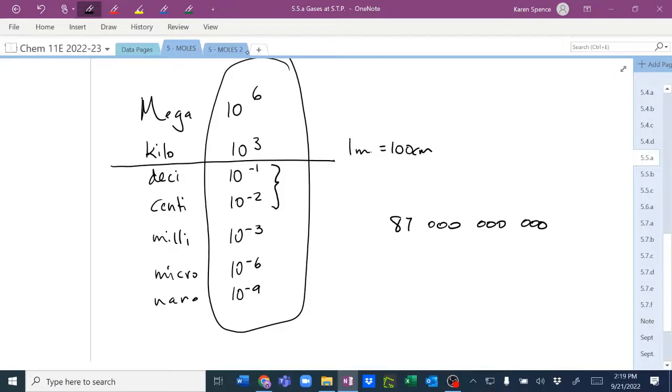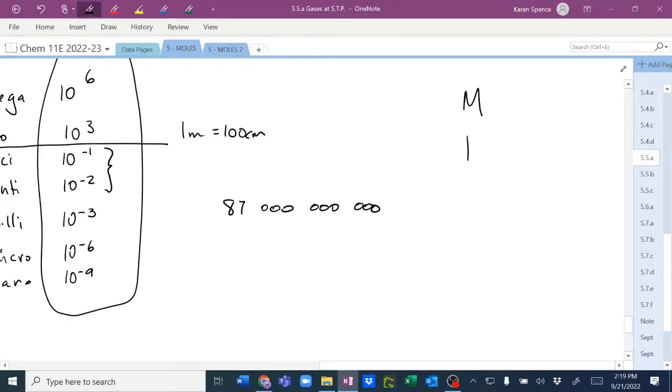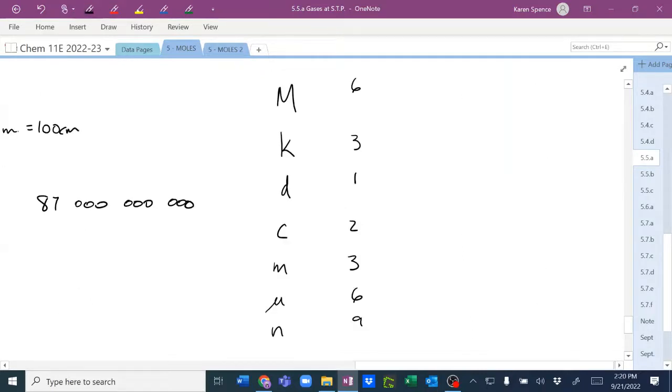Okay, so it goes mega, kilo, deci, centi, milli, micro, nano, 6, 3, 1, 2, 3, 6. 9 is for the nano.